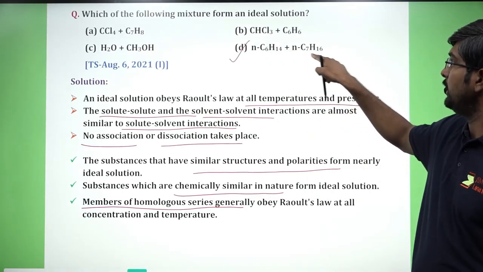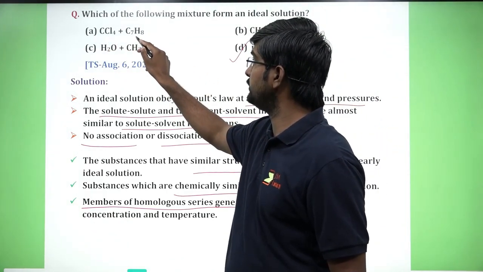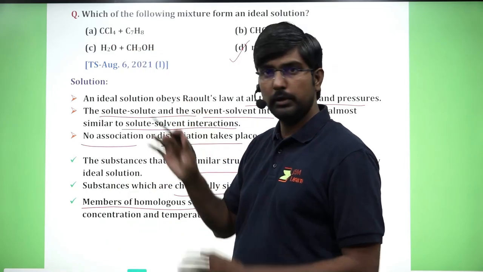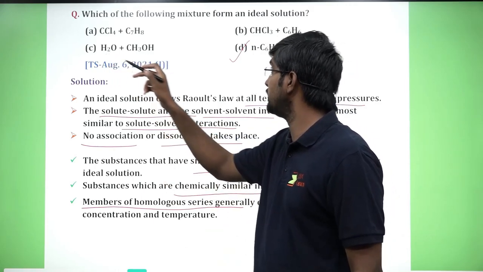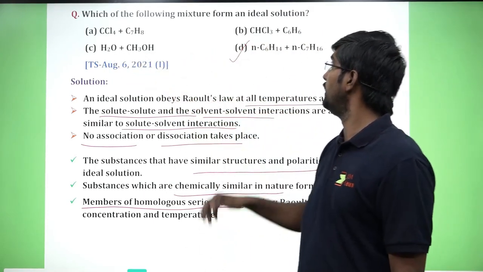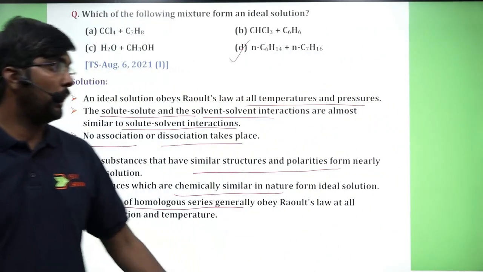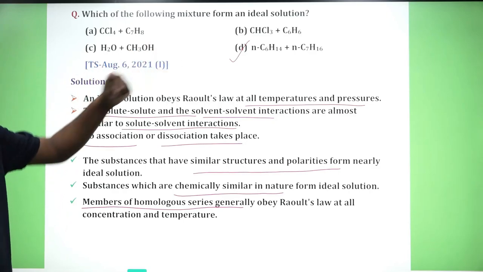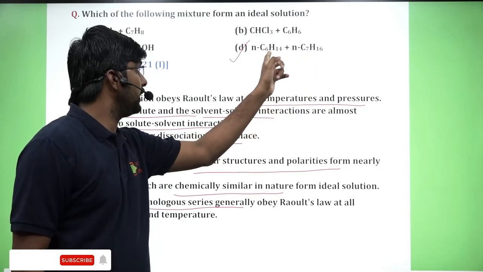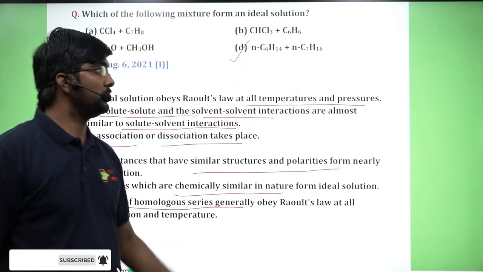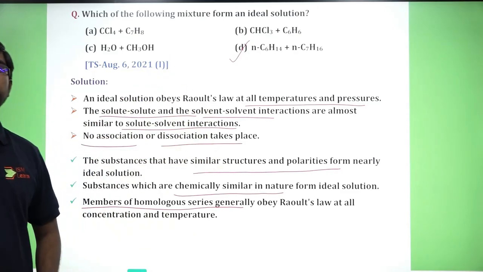See, n-hexane plus n-heptane. See here, if you consider this CCl4, C7H8, this is toluene. These two do not have chemically similar characters. Similarly, these are also. See here, water and alcohol. And here, chloroform and benzene. They all have different chemical behavior. And polarities also different in this example. So that's why this is the answer. They are homologous and they have very, very similar character. So that's why this is the answer. Very, very important. This type of questions are also many times asked in the EAMCET.